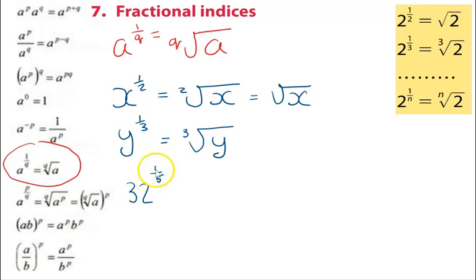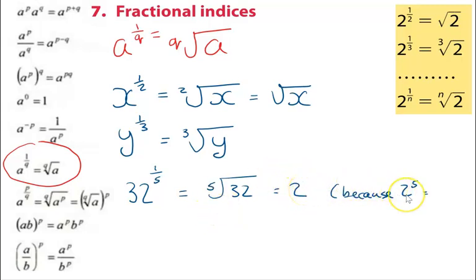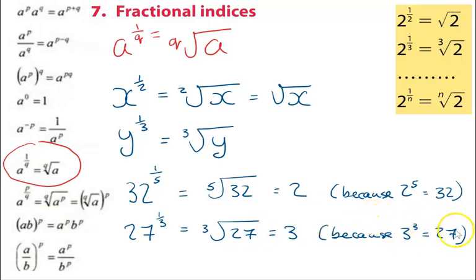32 to the power of a fifth is equal to the fifth root of 32, which is equal to 2, because 2 to the power of 5 gives us 32. And 27 to the power of a third is equal to the cube root of 27, which is equal to 3, because 3 cubed is equal to 27.